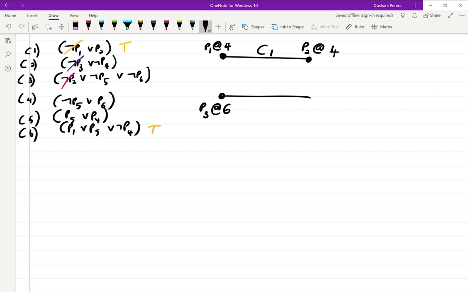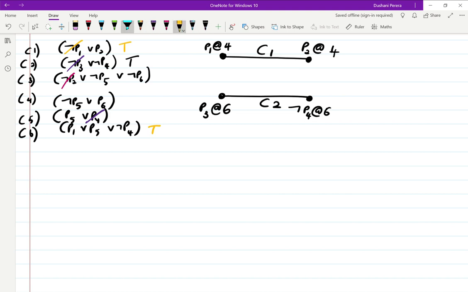So if we look at clause number C2 and assign negation P4 at decision level 6, C2 will be true. So negation P4 at 6 means P4 is false at decision level 6. In that case, C2 will be true. So if that is so, this gets cancelled. Okay, now we have to talk about P5.